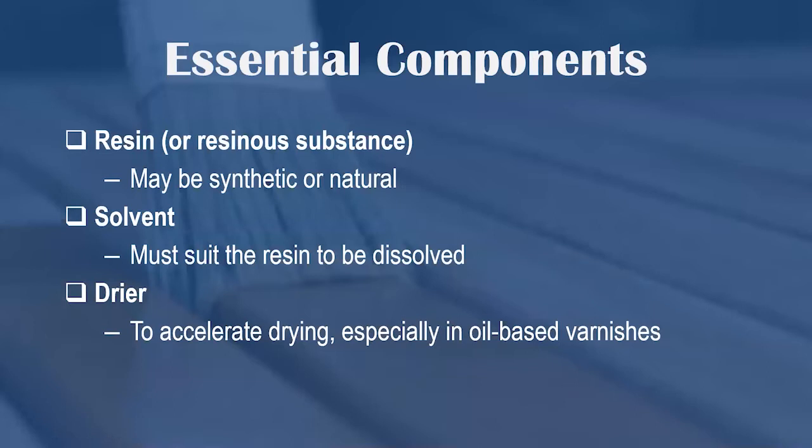So now I'm going to talk about the raw materials used in the production of varnish. There are three essential components of varnish, and they are resin, solvent, and dryer. The resin can be either synthetic or natural, and the solvent that is used must suit the resin so that the resin can be dissolved into liquid. The dryer is an additive that is added into the varnish to accelerate the drying, especially in oil-based varnishes.